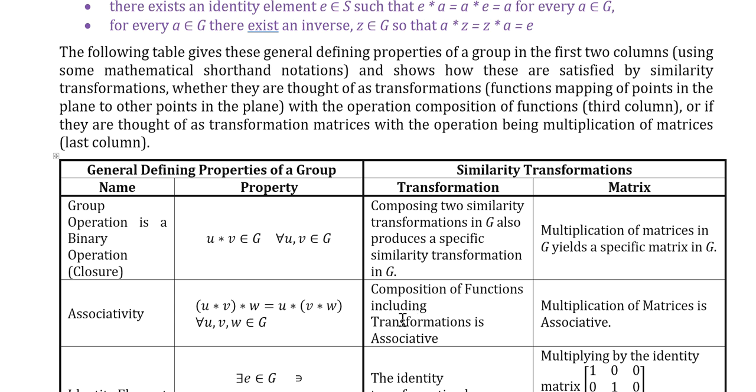Well, matrix multiplication is also associative. We showed the proof of that, a kind of messy proof, in the last video.